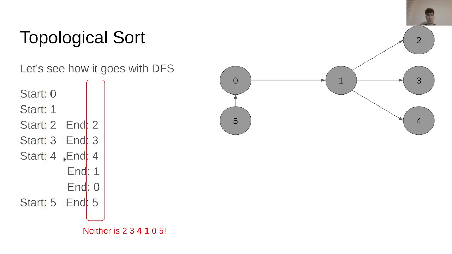And let's look at the ending times. Also, here we finished 2, 3, 4, then 1, then 0, then 5. This is not good either, because it's like the reverse. And actually, if you take the reverse ending order, the reverse order in which those ended, that will be a topological order, a correct one.